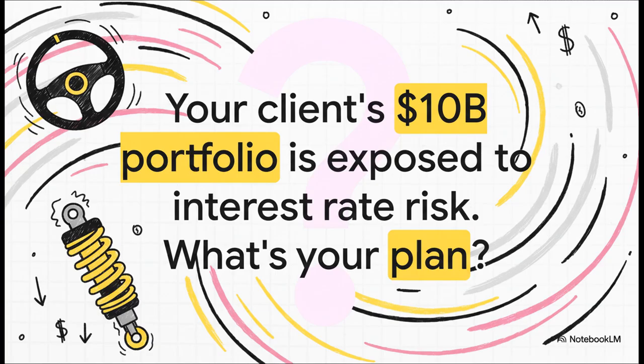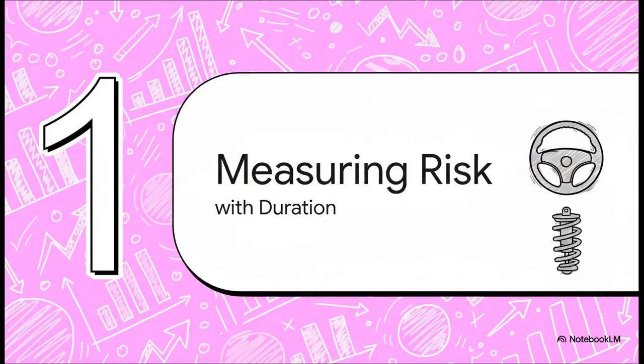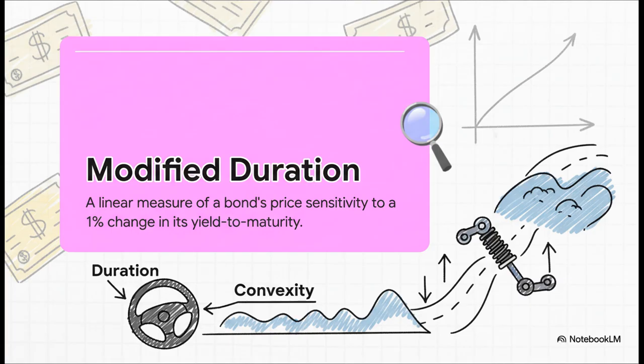So the big question is, where on earth do you even start? Well, you start with the first and most fundamental tool in any risk manager's toolkit, and that is duration. This is going to be our first step to really get a handle on just how much danger this portfolio is actually in. So what is modified duration really?